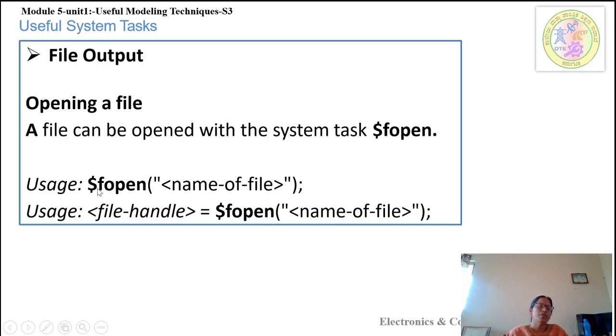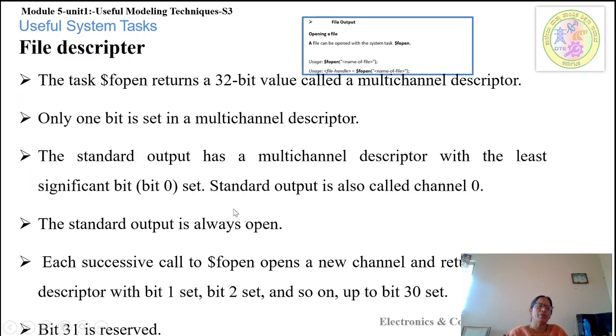Here, $fopen gives you a 32-bit value called a multi-channel descriptor. Only one bit is set in a multi-channel descriptor at a time. It sets only one bit, and standard output is a multi-channel descriptor with the LSB, bit 0. Standard output is called channel 0, and standard output is always open.